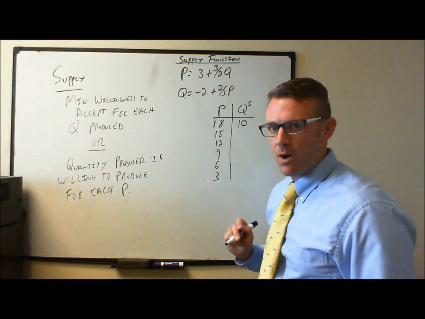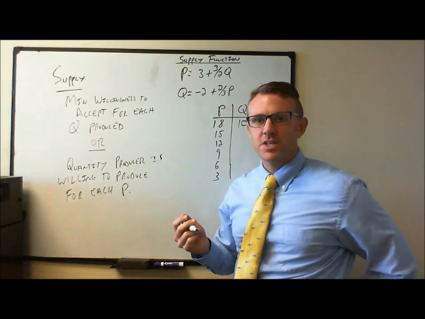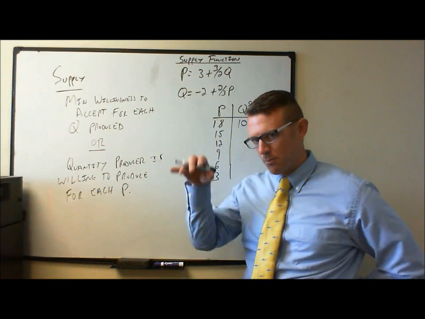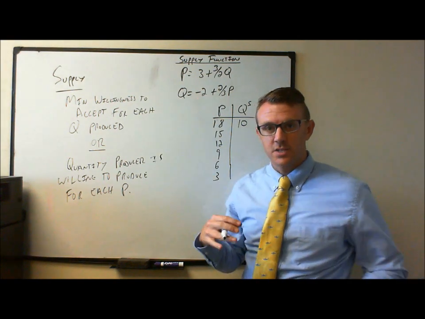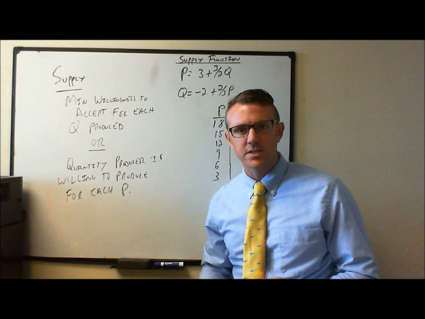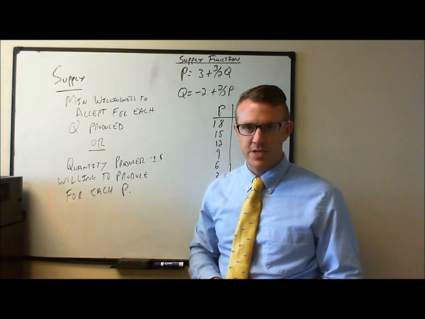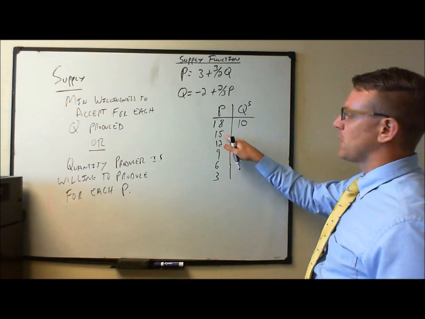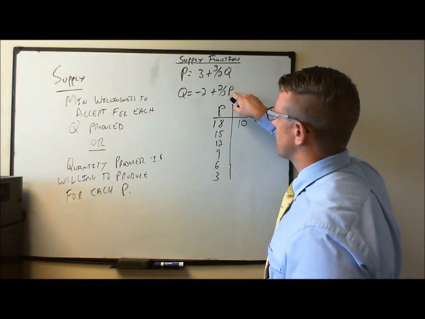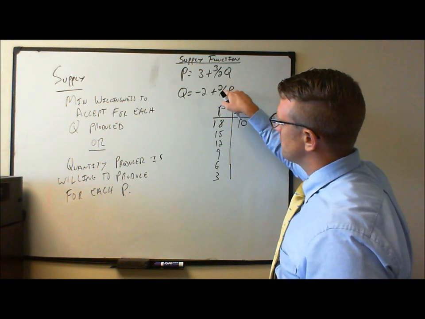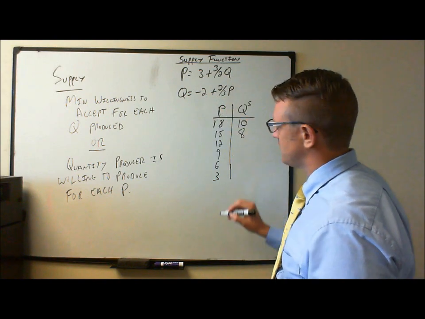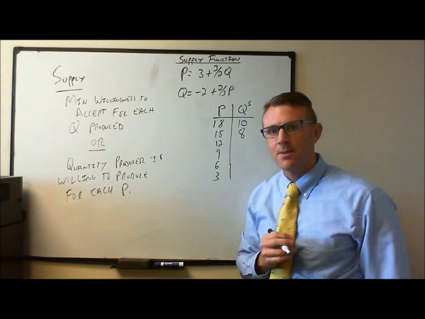If the price goes down, what do you think? Are suppliers going to be willing to supply more or less when prices go down? They're going to be willing to supply less, right? At lower prices, they have costs to cover, so they're not going to be willing to produce as many goods. So we can plug in again: $15 for P. 15 divided by 3 is 5, times 2 is 10, minus 2 is 8. Go ahead and finish the rest of the table and pause the video.